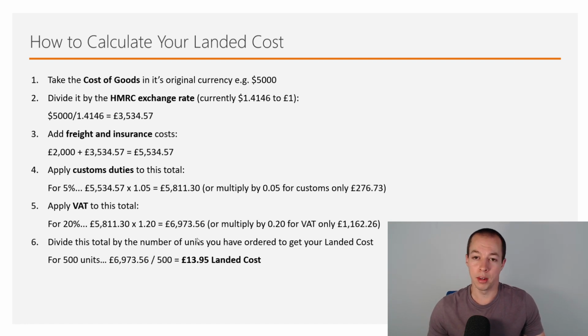So divide that by the number of units that you're going to be buying, and that will give you the individual unit landed cost. So we take that 6,973. Let's say in this example, we're buying 500 units. So our landed cost for those 500 units per unit is £13.95. So that's the cost of goods with the freight and insurance, the customs duty and the VAT. So now when I go to my profit calculator, I feel very confident I'm going to get a good example of what I'd expect if things go as I'd like them to go.